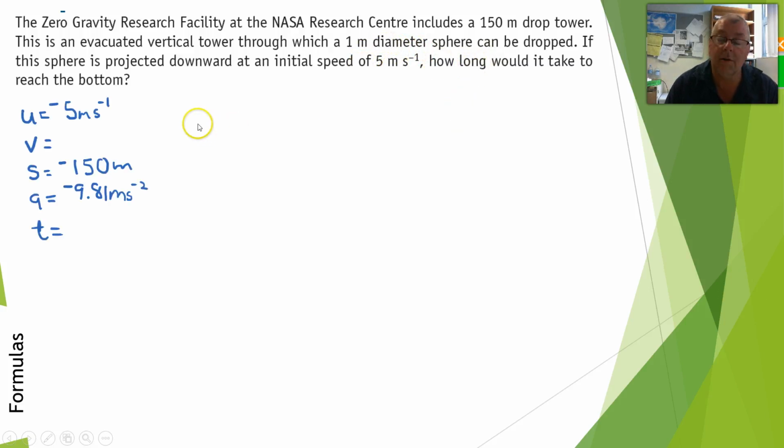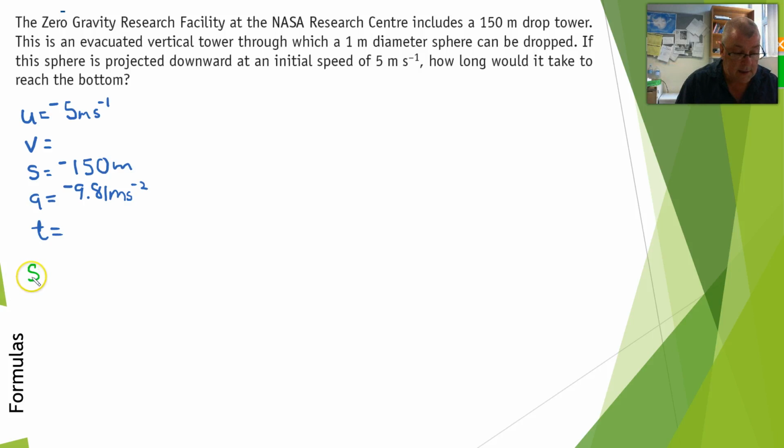So if you look at what you're given in the question, you're given the initial velocity, and we're saying down is negative, so that's going to be -5. It's falling 150 meters, again it's minus because it's in the downwards direction, and we're given the acceleration, which is -9.81.